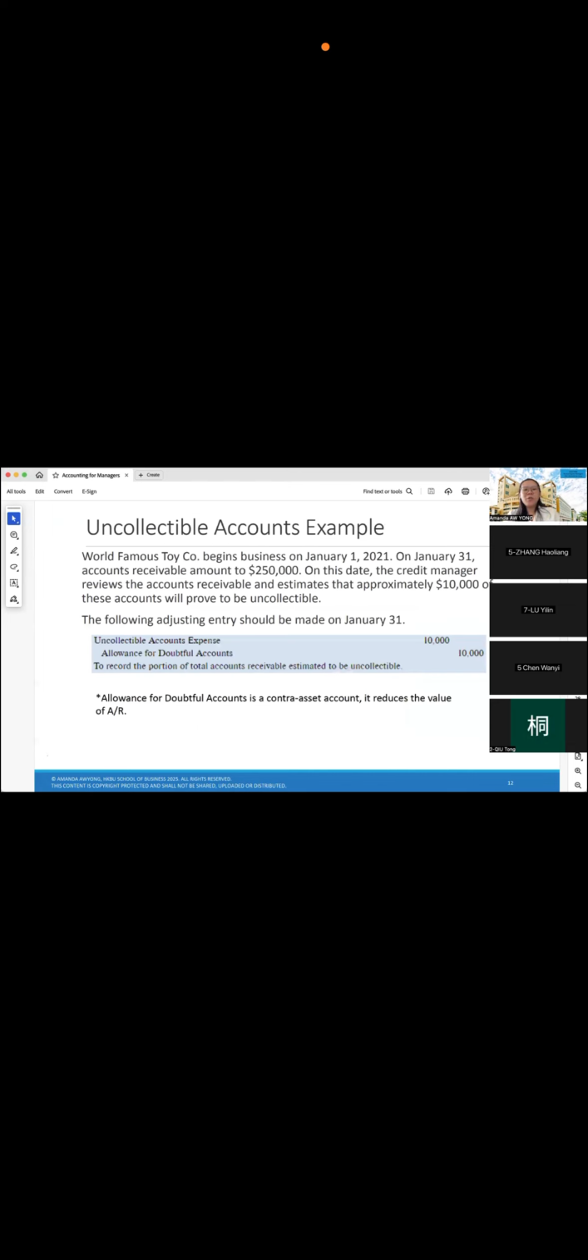So after inventory, we also moved on to accounts receivable. And when we were introducing the accounts receivable accounting, I also talked about the concept of uncollectible accounts. In this example, World Famous Toy Company begins its business on 1st of January 2021, and on 31st of January, the total AR was $250,000. As of this date, the credit manager, based on his past experiences, reviews the AR and says that about $10,000 of these accounts would be uncollectible eventually.